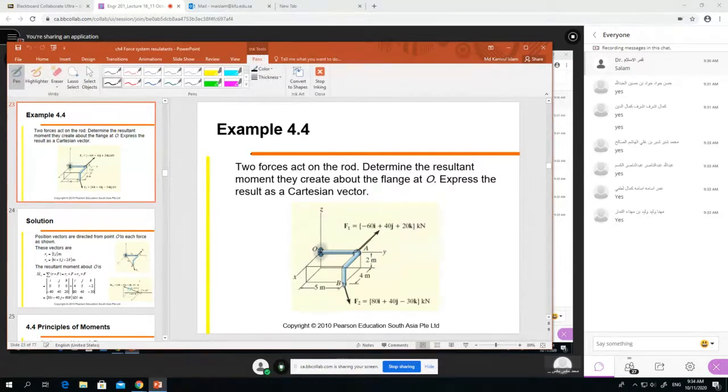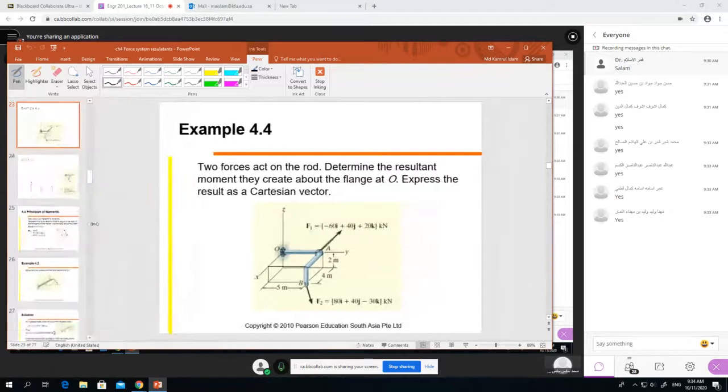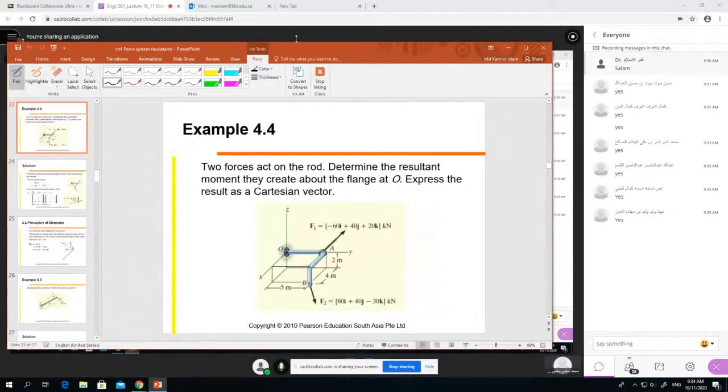So what is our question here? Our question here is: two forces act on the rod. Determine the resultant moment they create about the flange O. Express the result as a Cartesian vector, right? So there are two forces, and the force vector is given.